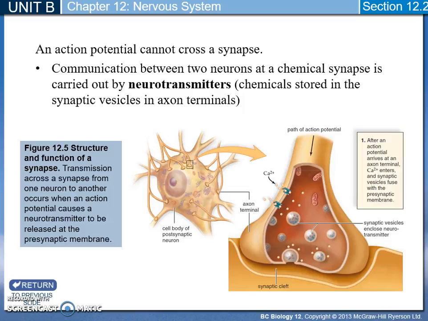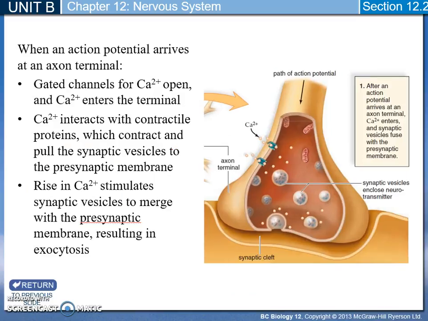So an action potential cannot cross a synapse. Therefore, the communication between the neurons at a chemical synapse has to be carried out by neurotransmitters. And these are chemicals that are stored in the synaptic vesicles in axon terminals. And you can see an illustration of it here. And we'll just explain how that process takes place.